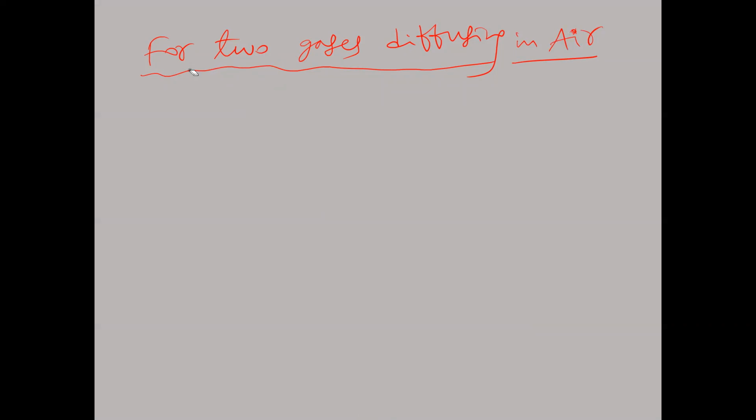So like this, we are taking two gases which are diffusing in air or in vacuum. Now in this case, what we take is that R1 by R2 is equal to under root M2 by M1.